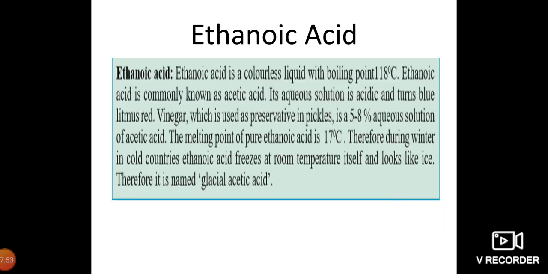Now let us see the next compound, that is ethanoic acid. Its common name is acetic acid. Ethanoic acid is a colorless liquid with a boiling point of 118 degrees Celsius. It is commonly known as acetic acid.